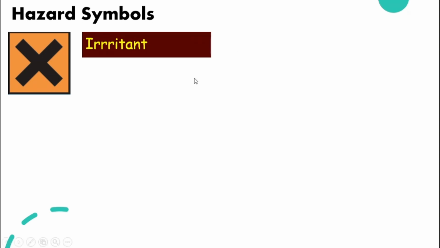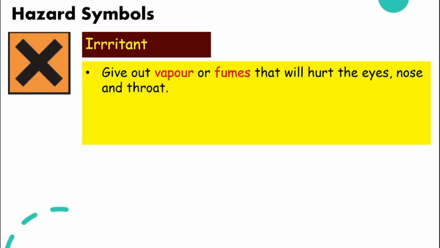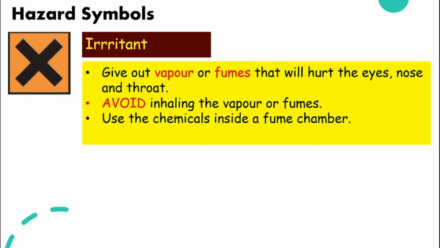For this symbol with an X, it means irritant. This type of chemical will give out vapor or fumes that will hurt your eyes, your nose, or even your throat. So they are very irritating. That's why they are called irritant. You need to avoid inhaling the vapor or fumes that come from the chemicals. So we need to use this type of chemical inside a fume chamber. Examples of chemicals that are irritants are chloroform and ammonia.